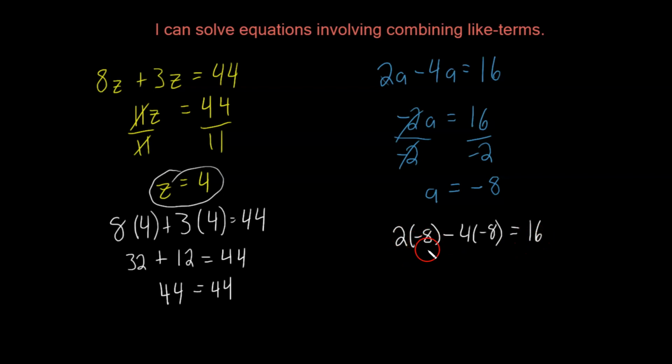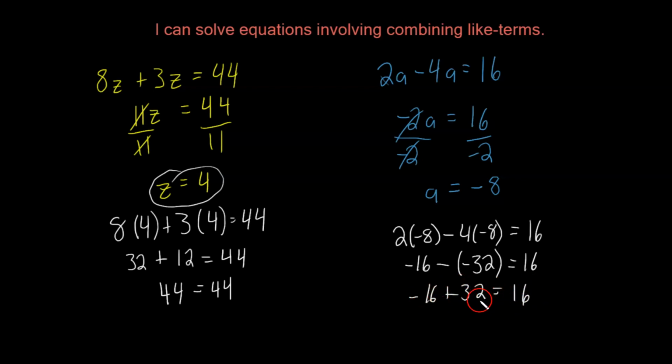So 2 times negative 8 is negative 16, minus 4 times negative 8 is negative 32. I'm going to put that in parentheses. We probably also could have just distributed this minus in, so it could have just been plus 32 and saved us a step, but that's okay. So we get negative 16 minus a negative 32. That's negative 16 plus 32 equals 16.